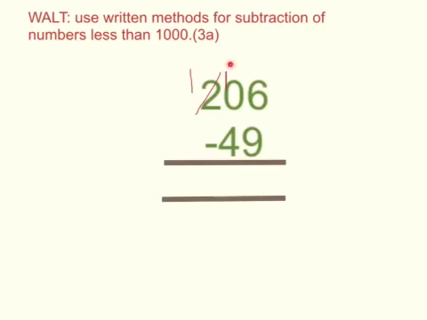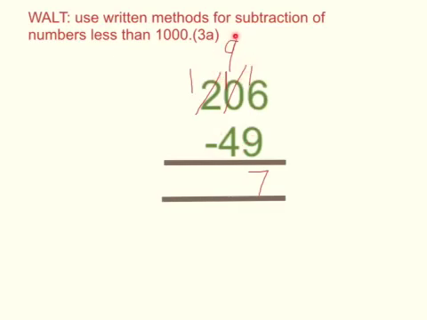Because this is now 10, I need to take 10 less for my 6. This therefore becomes 9, and my 10 across is 16. 16 subtract 9 is 7. I then move on to my tens column.